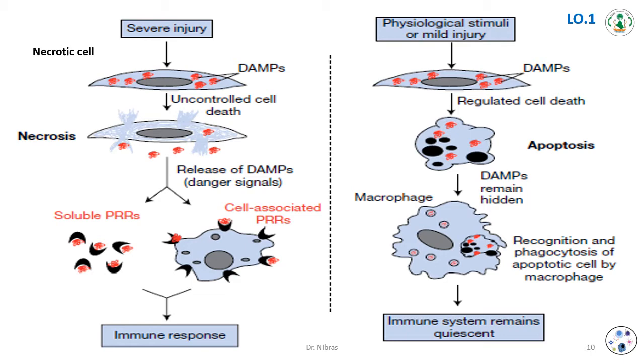While in necrotic cells, during severe injury where necrosis occurs, caused by tissue trauma, burns, or certain toxins, there is rapid swelling and rupture of the plasma membrane of the damaged cell. In that case, DAMPs will be released. During the rupture of necrotic cell plasma membranes, danger-associated molecular patterns called DAMPs are released and activate the immune system.